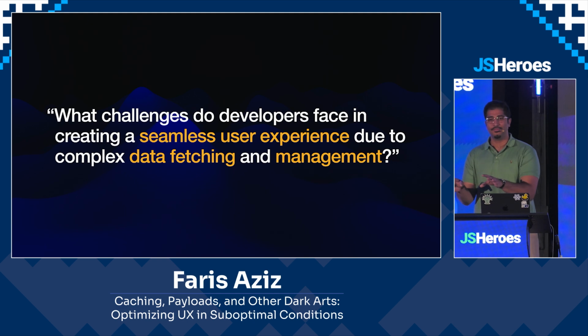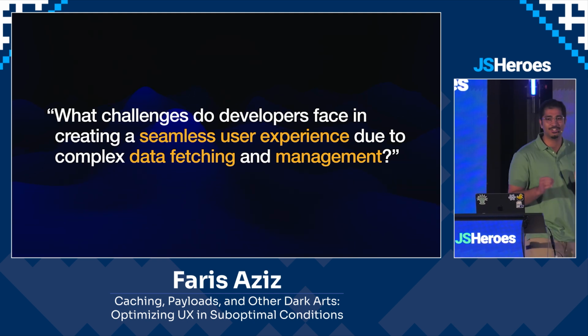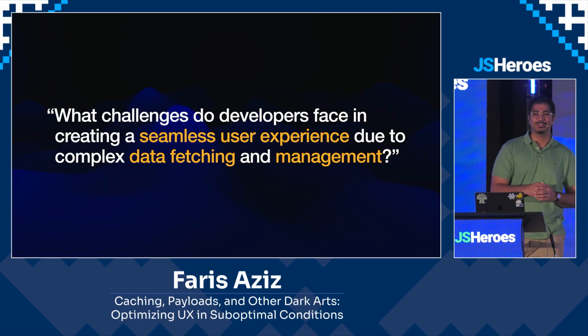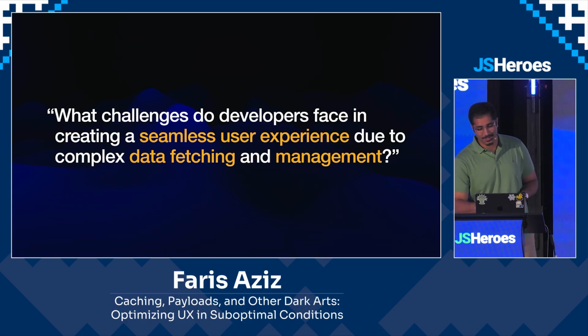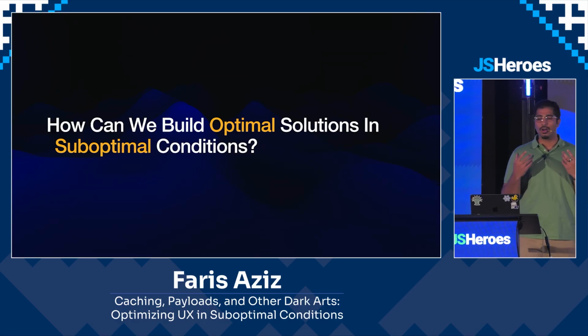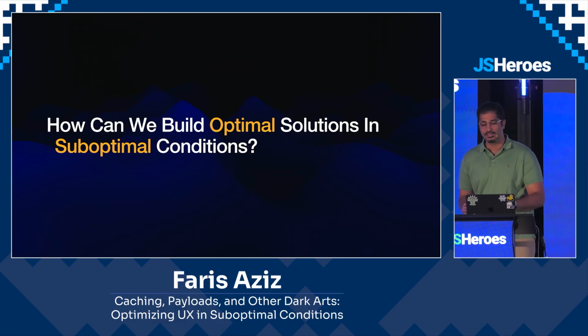And all the stuff that I want you to pay attention to is going to be highlighted in yellow. I'm helping you pay attention today. And if you follow the right numbers, you may be able to answer the questions of the quiz at the end of it correctly. So I think this translates into another question. How can we build optimal solutions in suboptimal conditions that we often face?